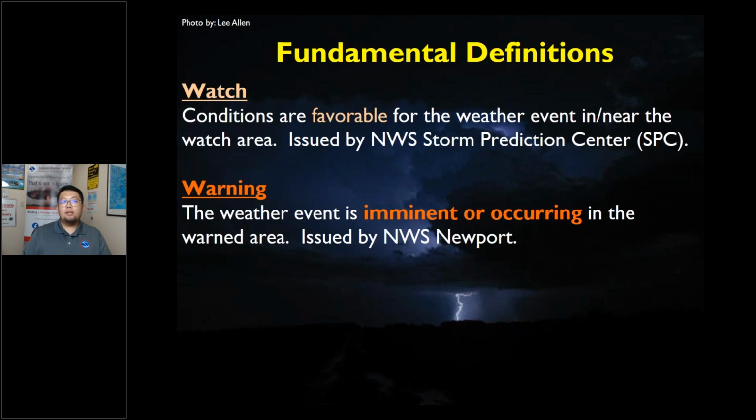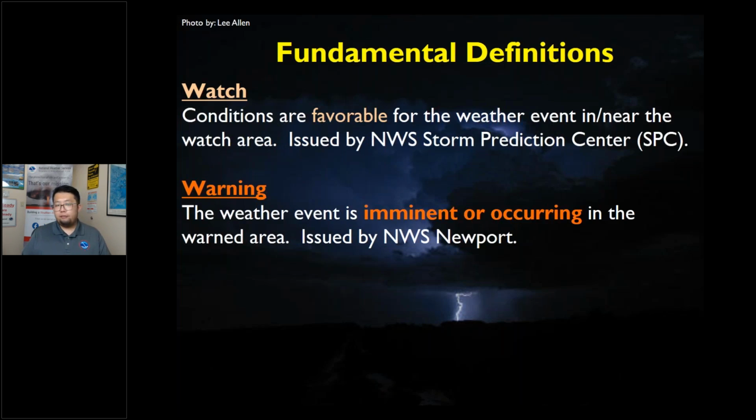A warning is when a weather event, tornado, thunderstorm, whatever it may be, is imminent or occurring in the warned area. So if you receive a warning from us, and that's issued by the Weather Service office in Newport, that means that something is coming right now, or it's already on the ground. We really want to hammer this point home, because the differentiation between the watch and the warning always seems to be a little bit confusing for some folks.